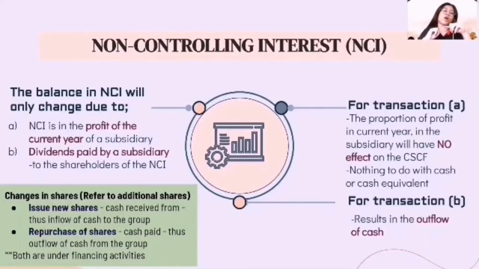Next, I will be talking about the changes in shares, or we can refer to it as additional shares. There are two ways the company can get additional shares. The first is to issue new shares. If the company issues new shares, they will have to recognize it as cash received, and they shall present this as an inflow of cash to the group.